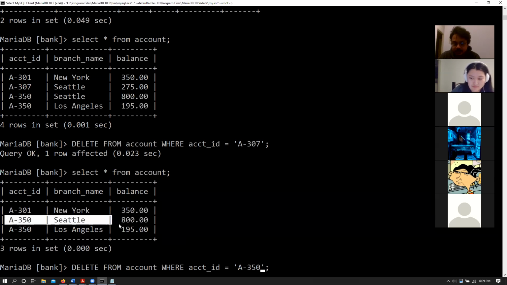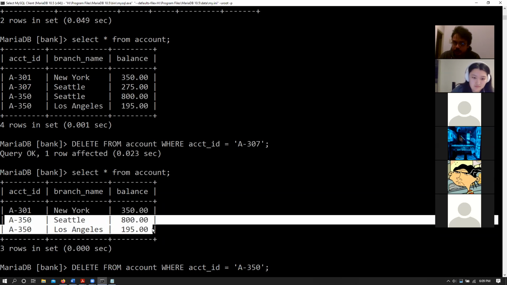Basically, what I am asking is, are both of those rows going to be deleted, or one of those rows going to be deleted, or are we going to get an error? I mean, there is no wrong answer here. It is an implementation thing. So what do you guys think should be the case?